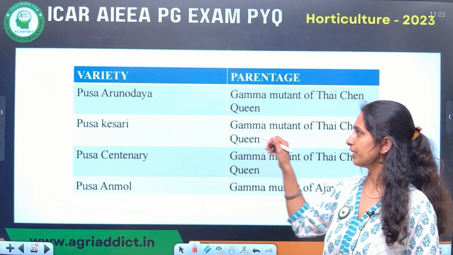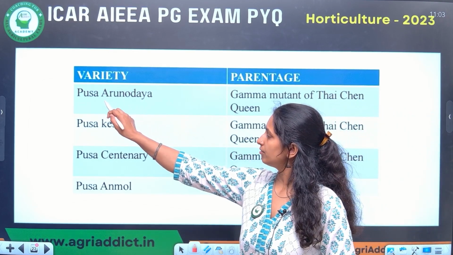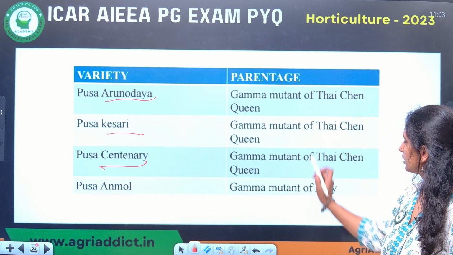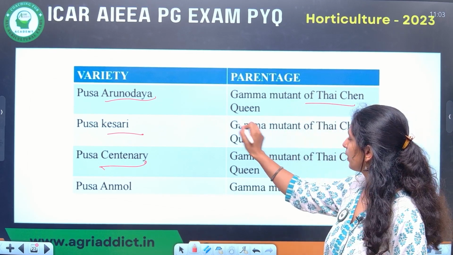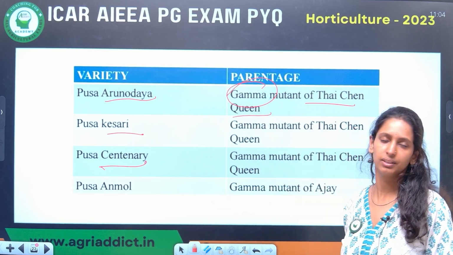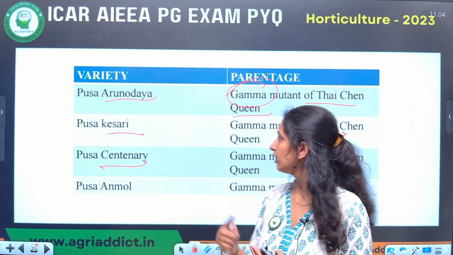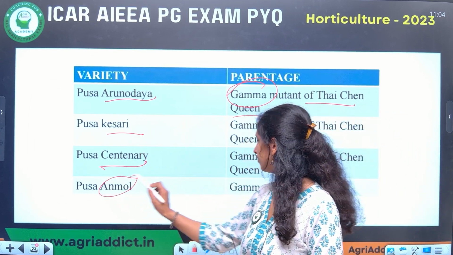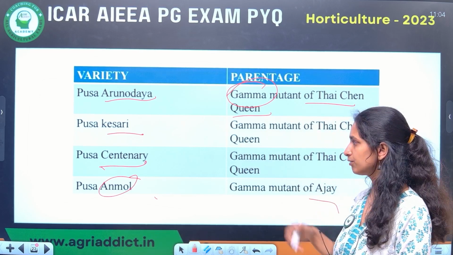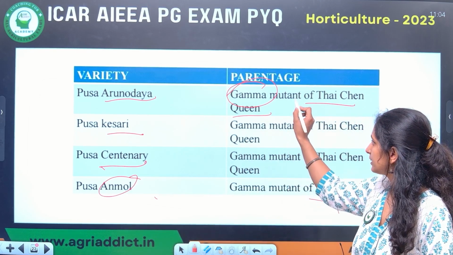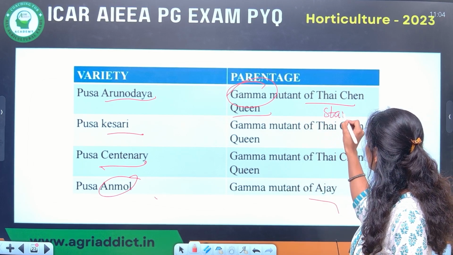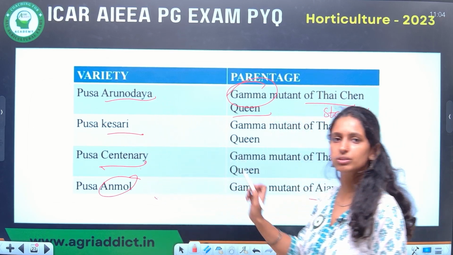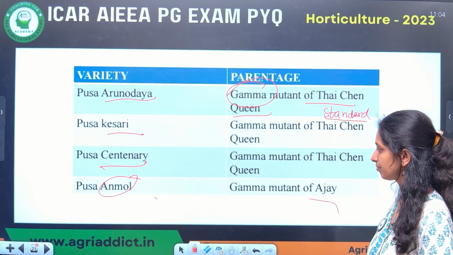Here I have given the list of induced mutants: Pusa Arunodaya, Pusa Kesari, and Pusa Centenary. These all three are mutants of Taichung Queen. Through gamma rays they have developed Pusa Arunodaya, Pusa Kesari, and Pusa Centenary. Okay, and Pusa Anmol is developed from Ajay. These four are very important. Mainly this Taichung Queen is a standard variety. So Pusa Arunodaya, Pusa Kesari, and Pusa Centenary also are standard varieties.